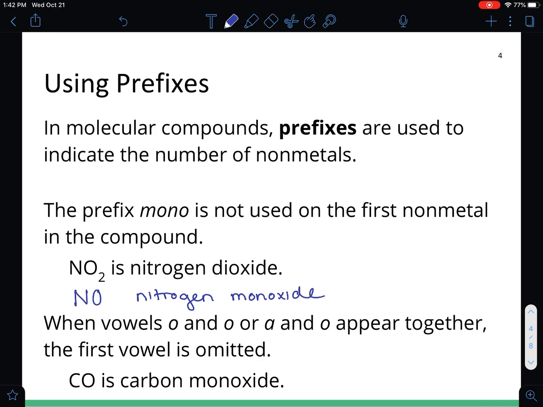All right, and because there are vowels that come back to back, whenever you have an O and an O that are back to back, or an A and an O that appear back to back or together, you will always drop the first vowel or omit the first vowel. So for example, carbon monoxide, instead of writing mono-oxide, we just have one O.